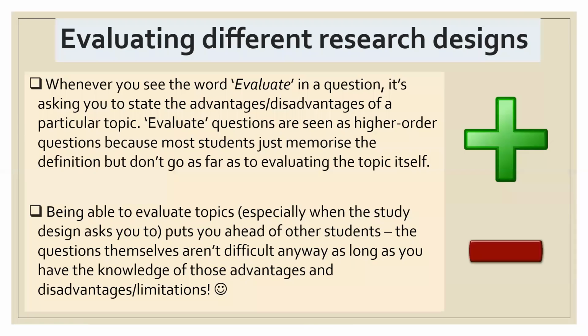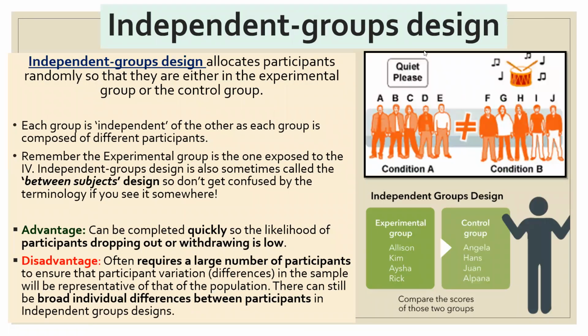The experimental research design, so independent groups design, is when we're allocating participants to either of two groups. Some participants go to the experimental group, some participants go to the control group, and they're always separate people. You can see that the names on the experimental group are different people and the names on the control group are different people.